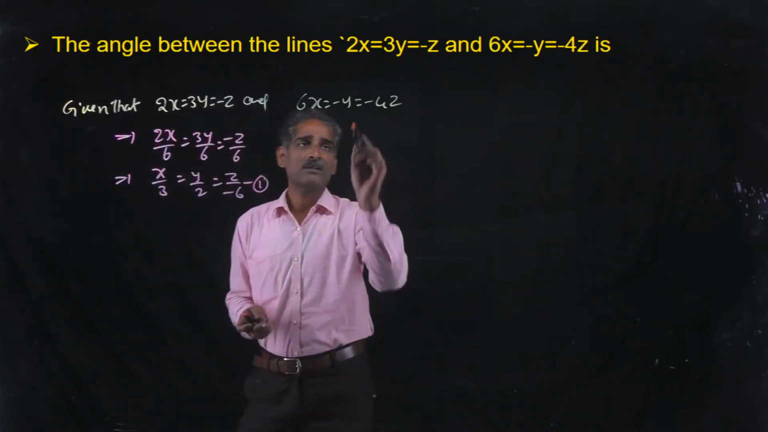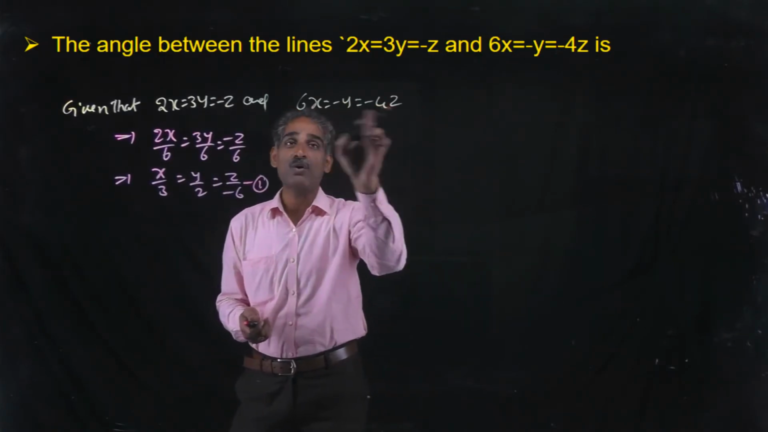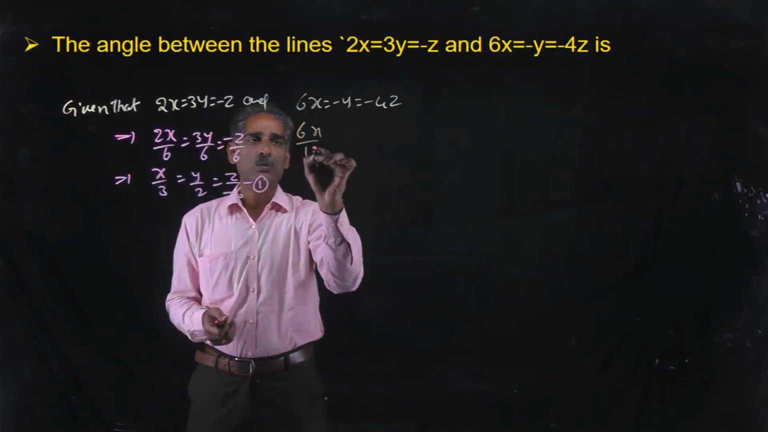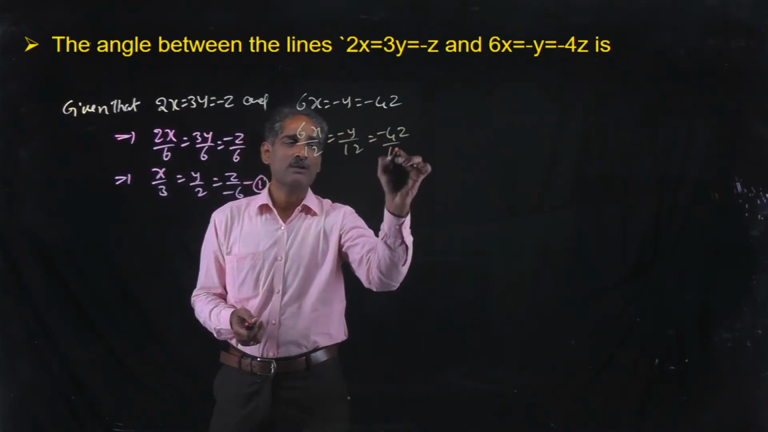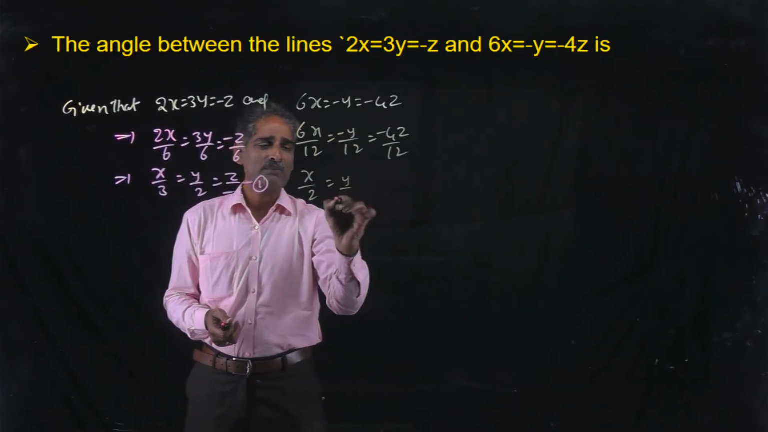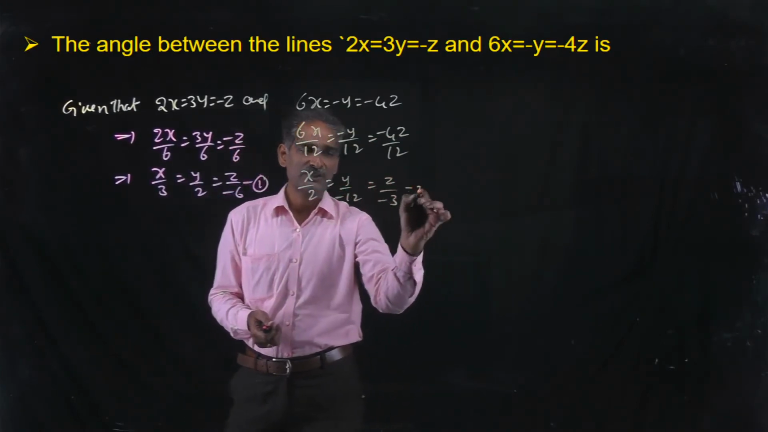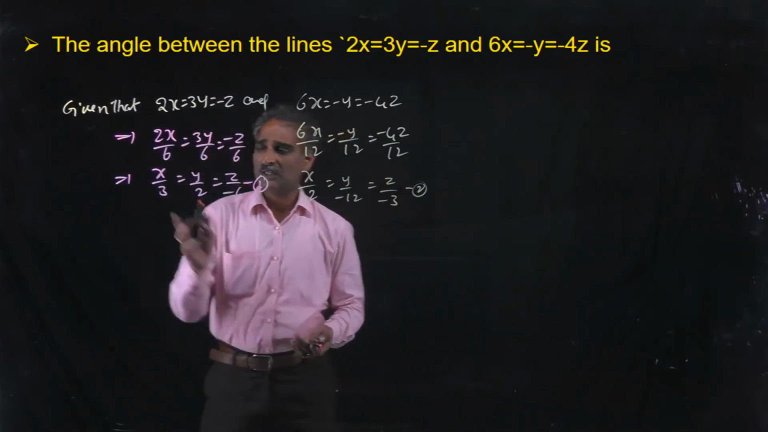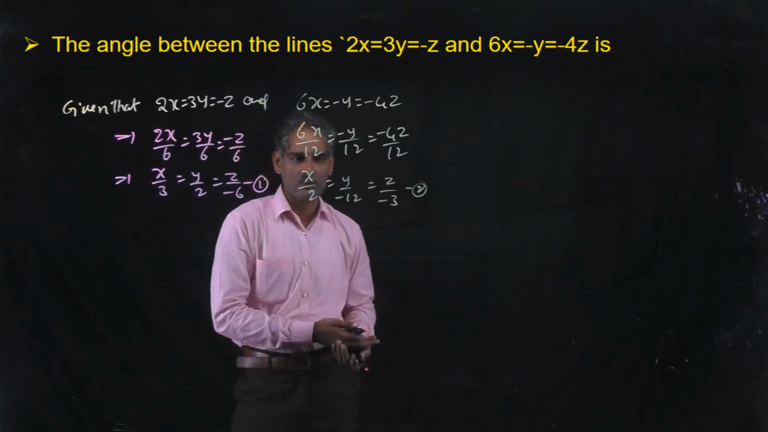Now dividing all the terms by 12, the LCM of the coefficients: 6x by 12, minus y by 12, minus 4z by 12. Then we will get x by 2, y by minus 12 and z by minus 3. This is equation 2. Here the DRs of the first line are 3, 2, minus 6 and the DRs of the second line are 2, minus 12, minus 3.